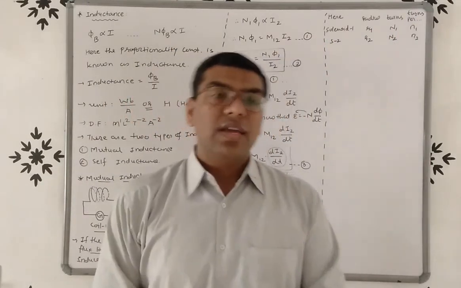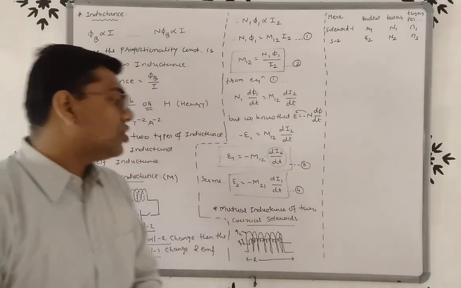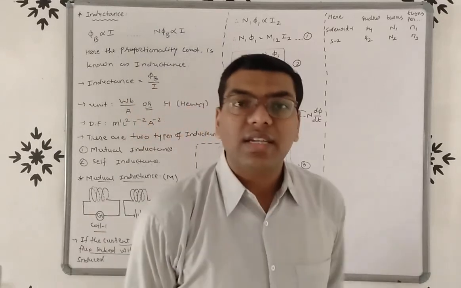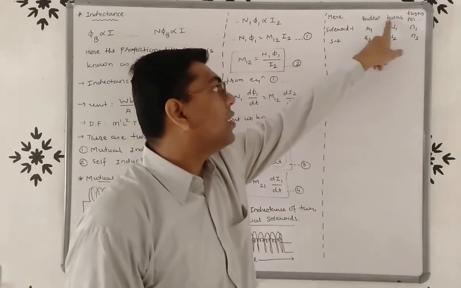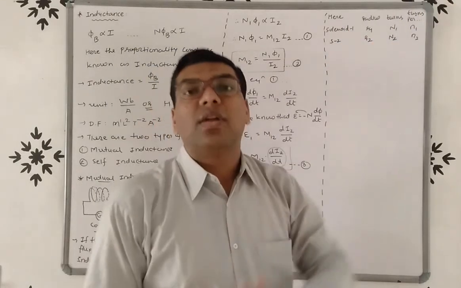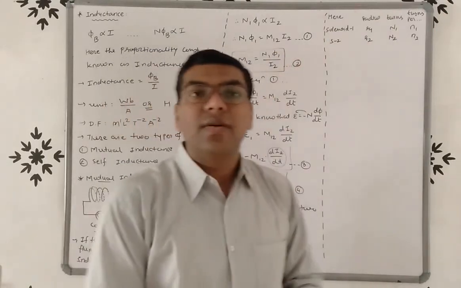Now we have to derive the equation of mutual inductance of two coaxial solenoids. So we consider that the radius of solenoid 1 is R1, the number of turns of solenoid 1 is N1, and the number of turns per unit length of solenoid 1 is small n1.